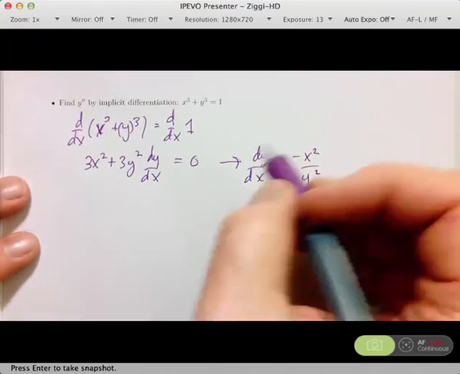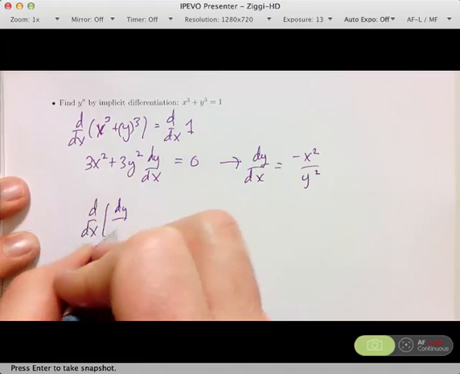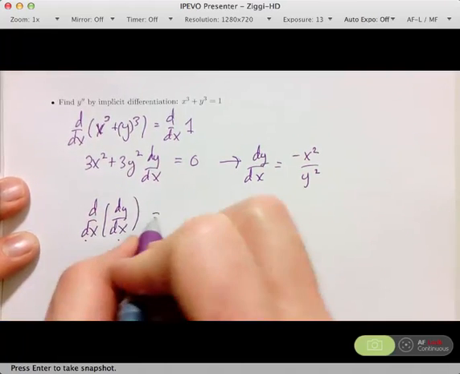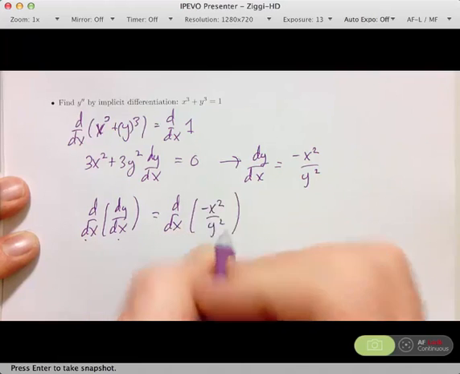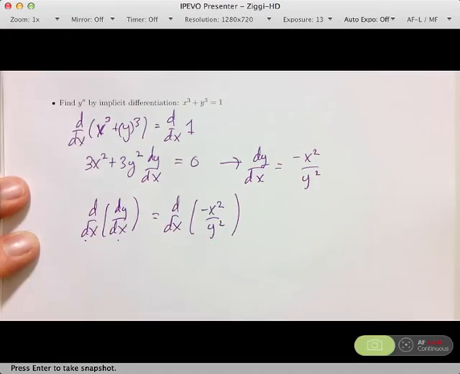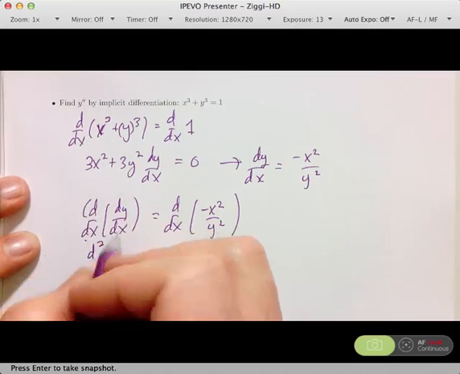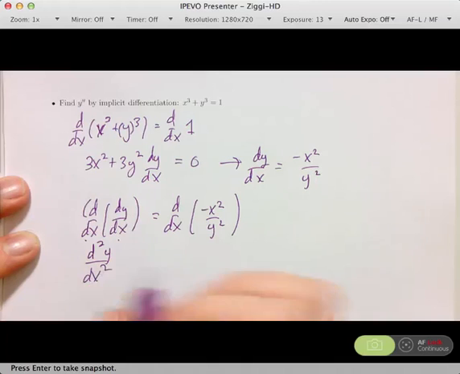Alright, now I'm going to take the derivative of both sides again. So I get d by dx of dy dx. The derivative of the derivative is the second derivative. And on the right side here, I have to do a quotient rule. Or you could move the y squared upstairs and then use a product rule. It doesn't matter. The notation here for the second derivative, we're going to take d times dy, or that's how the notation looks. It's not really multiplication, over dx squared. That's fancy notation for saying y double prime.